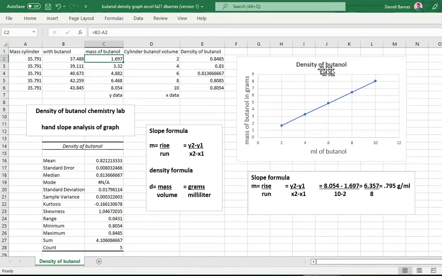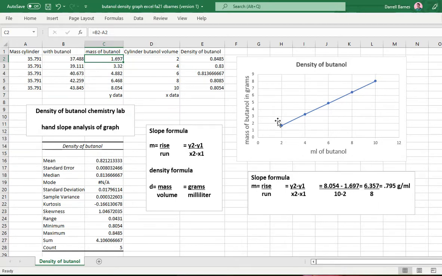Yesterday we measured the density of butanol in lab. I did another video called Density of Water, and I showed all of the procedure of how I set up my data to analyze it in Excel. I'm not going to go over that in this video. This is more about how to calculate the density by using the slope formula. So that's the thrust of what we're going to do for the next couple of minutes.